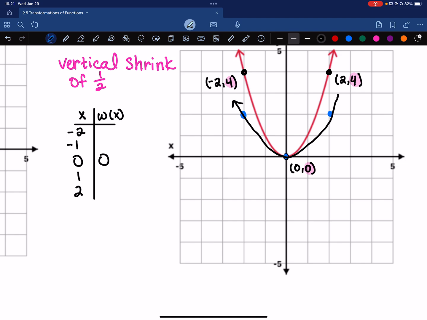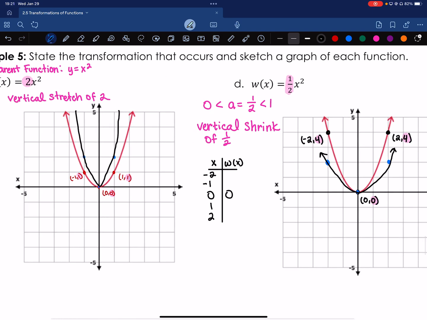that graph right there, which I'm not very good at connecting the dots. But again, it's showing you that this graph right here was stretched and it got more narrow. And then this graph, it was kind of compressed. And that's why it got a little bit wider than the parent function.